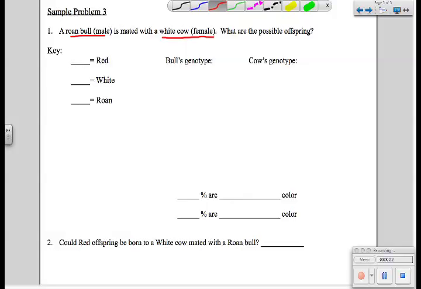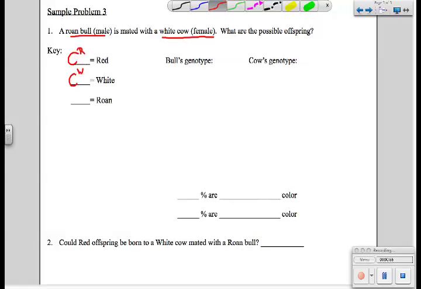Roan is the result of a red cow, or a red bull, mating with a white cow, one red parent, one white parent. Coat color is an example of codominance. The proper notation for the alleles of codominance is a capital letter C, and then the superscript is the letter that denotes the specific allele. So capital R for red, W for white.